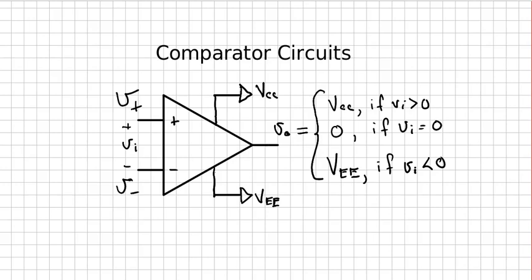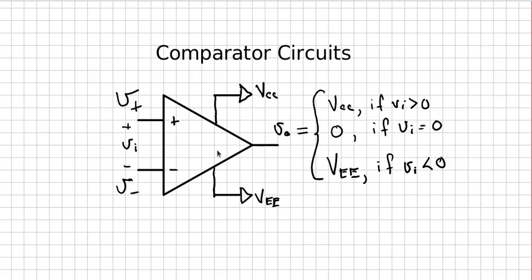Let's talk about comparator circuits. Sometimes it's handy to have an analog, electronic, if statement. The way that would work is it would compare two voltages. If V plus was greater than V minus, the output would be a logical high. If V minus was greater than V plus, the output would be a logical low.